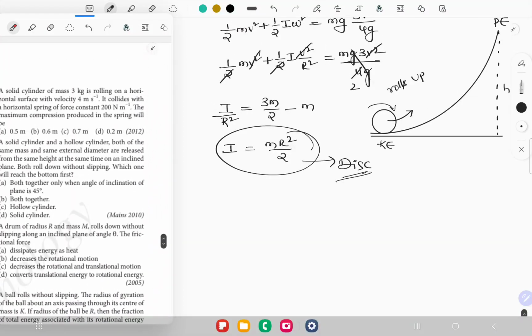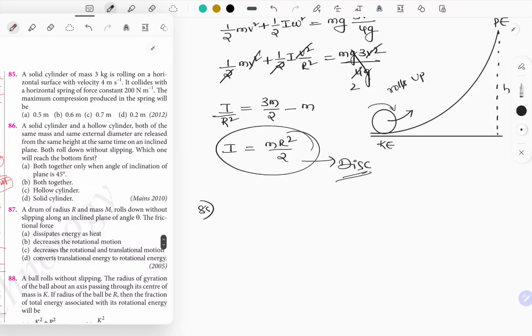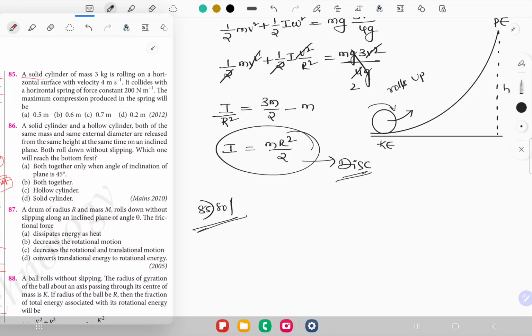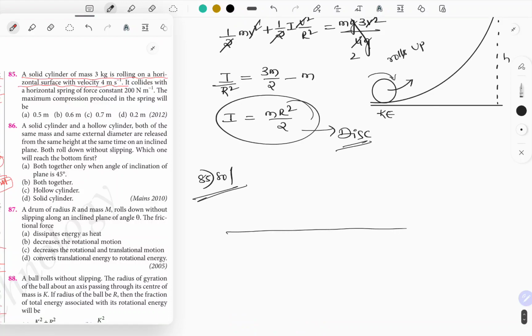Next, question number 85. Let's solve that question. A solid cylinder of mass 3 kg is rolling on a horizontal surface with a velocity of 4 meter per second. The object is rolling on a horizontal surface. This is a solid cylinder, right? We are seeing only one view, the side view. Just observe that the mass of this object is 3 kg, rolling on a horizontal surface. Its velocity is 4 meter per second.